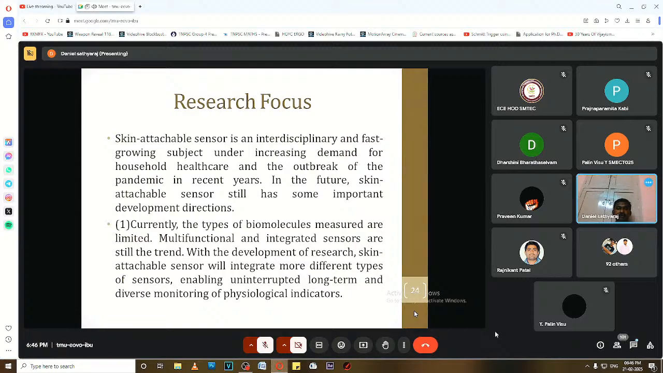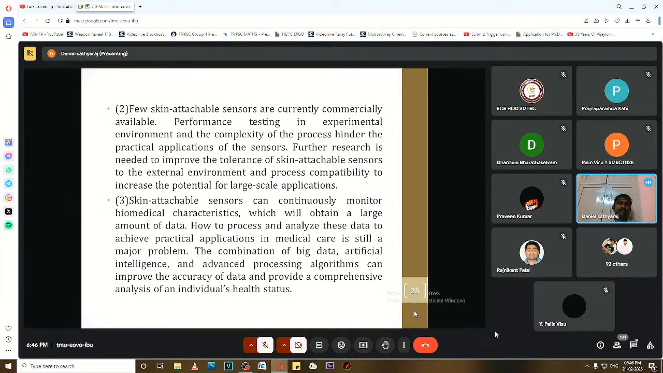The multifunctional integrators are still in the trend. We can choose any type of biomolecules which are not measured so far, and skin attachable sensors will help with them. Different types of sensors are there. Long time monitoring and physical indicators can also be a research focus in biomedical sensors. And a few sensors are already, as I told, commercially available.